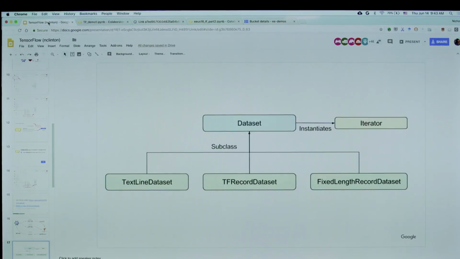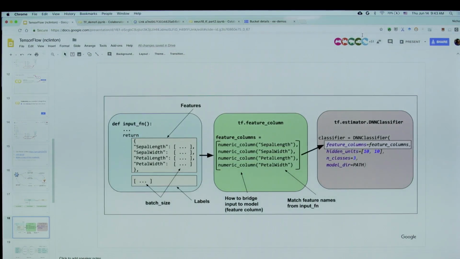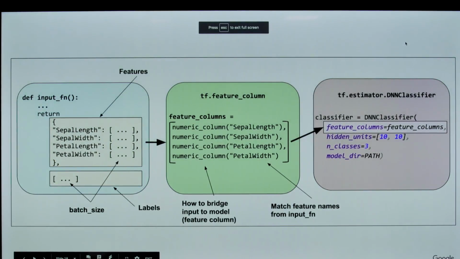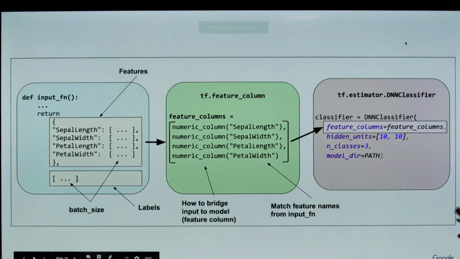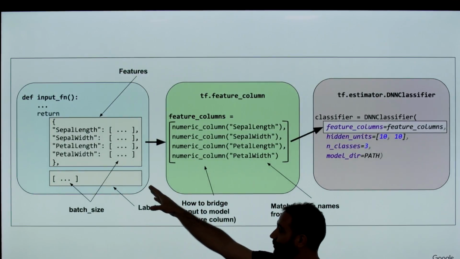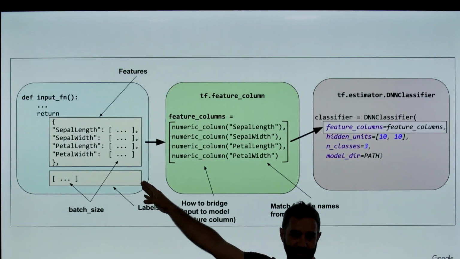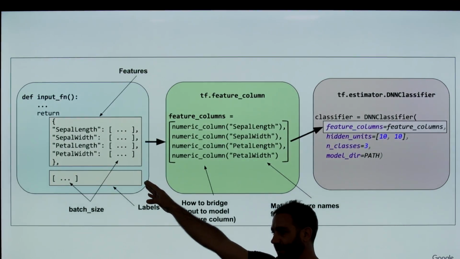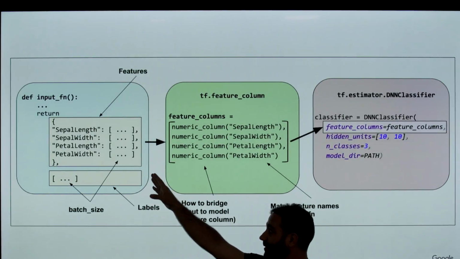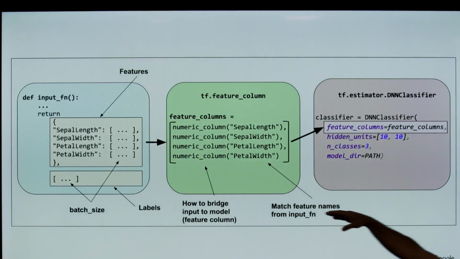Okay, so let me go back to the slides for a second before we talk about training this model. Here's what we have. We have an input function. This is just an example from the docs, so ignore these names here. We have an input function that's returning a dictionary in which the keys are names and the values are tensors that have training data in them.